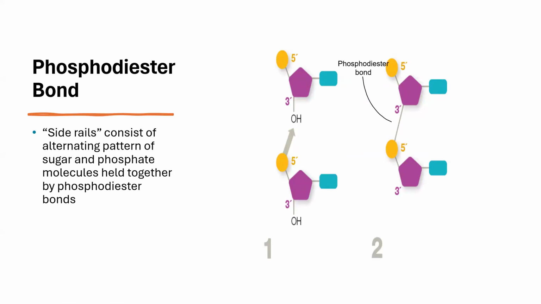And so we can see that here, where we start out with our 5 to 3, we make this bond. This becomes our phosphodiester bond. So this is one ester bond here, one ester bond here, phosphate in the middle.